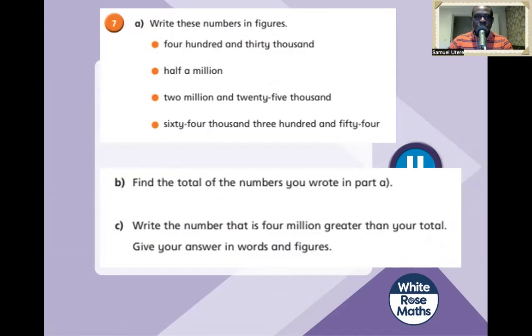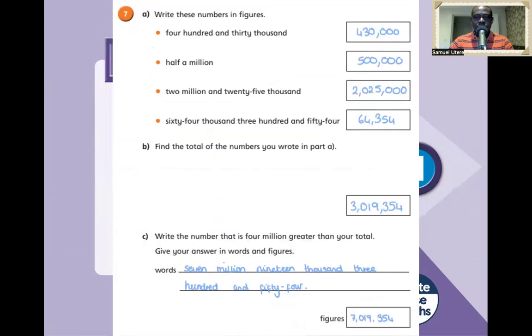All right, assuming you've paused the video and you've worked really hard, here are the answers. Let's discuss them. So you can see here you were asked to write in figures. And then here you were told to write the number that is 4 million greater than your total. So give your answer in words and figures. So you can see that's the number there.